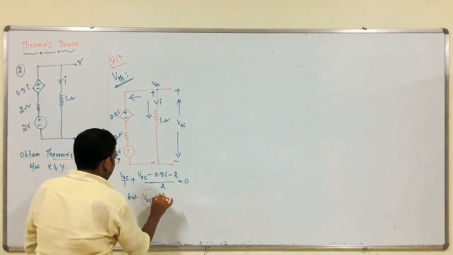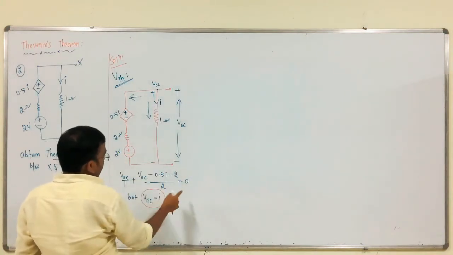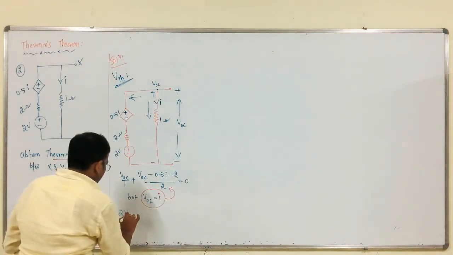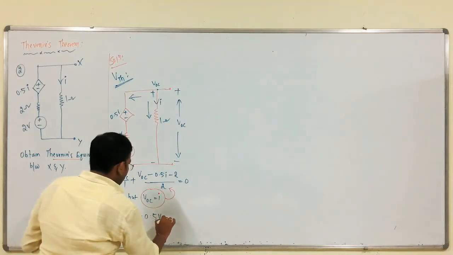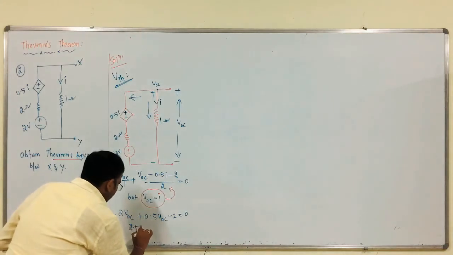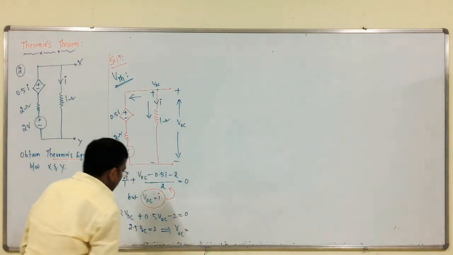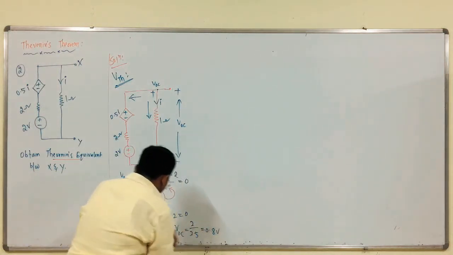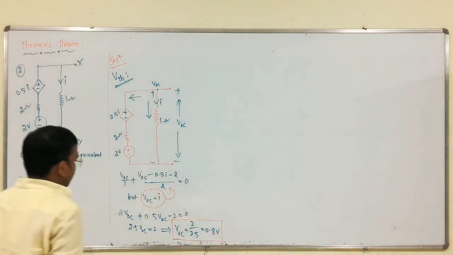See, VOC by 1 is equals to I. So, from this VOC is equals to I. Now, substitute this I into this: 2 VOC plus, from this, we have 0.5 VOC minus 2 is equals to 0. So, 2 and 2.5 VOC is equals to 2. From this VOC is equals to 2 by 2.5, which is equals to 0.8 volts. So, we have Thevenin's voltage, that is 0.8 volts, completed.